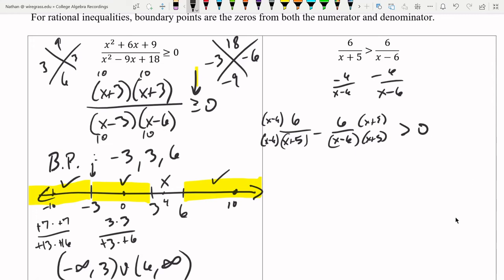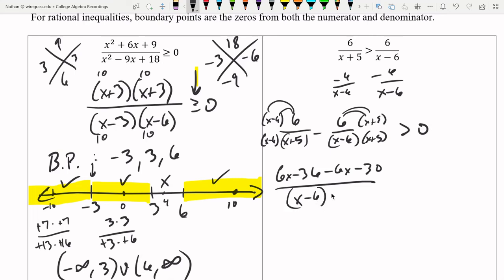This is greater than 0. Okay, I'm going to distribute this 6. I'm going to distribute this 6 here. It's going to be negative 6 on top. So we need 6x minus 36 minus 6x minus 30 all over x minus 6, x plus 5. Combining like terms on top, the x's cancel, and we get just negative 66.